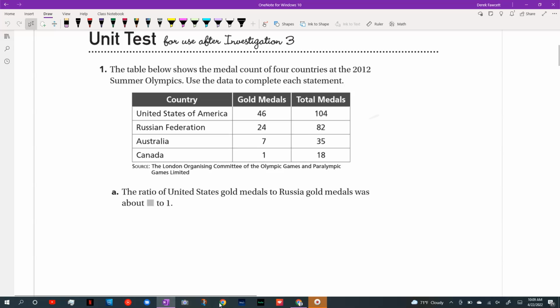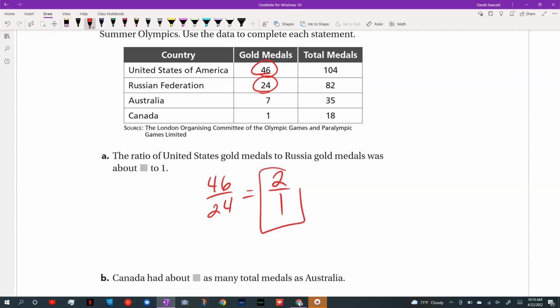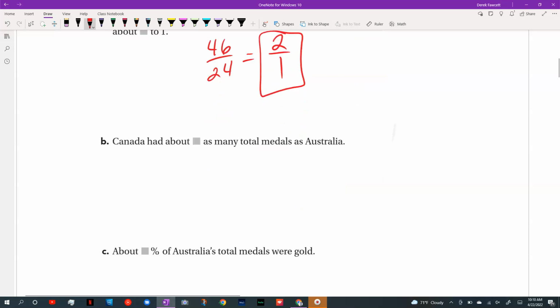All right. On number 1, the table shows the medal count. These are pretty straightforward. For the most part, we did pretty good. Remember, my hint to you was that you were estimating on these. United States gold medals to Russia gold medals, 46 to 24, simplified to somewhere around 2 to 1. So that's what I was looking for. That one was worth 2 points.